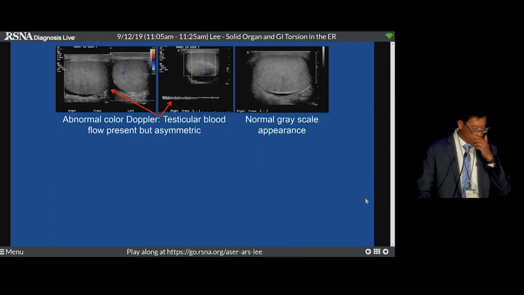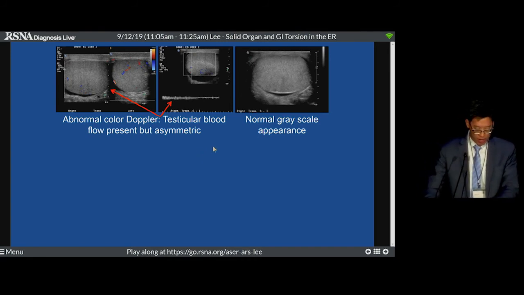And as a reminder, we really hang our hat on ultrasound with Doppler imaging as the primary imaging modality to make this diagnosis. And here is a case that illustrates the importance of identifying just asymmetric blood flow. As you can see, there's a diminished but preserved blood flow to the right testicle in this case, seen best on the side-by-side or buddy view.